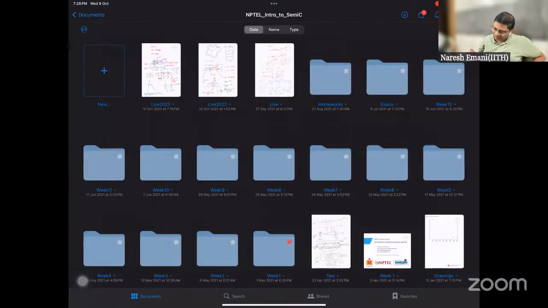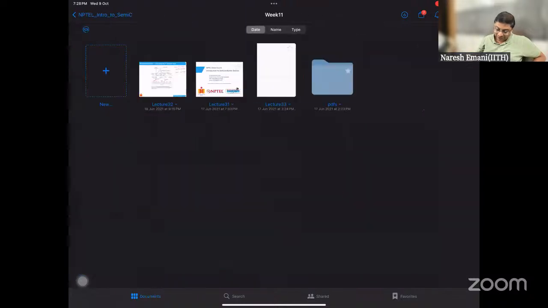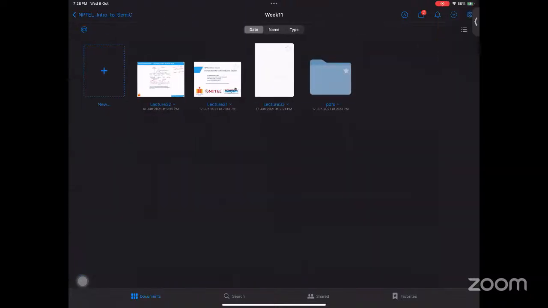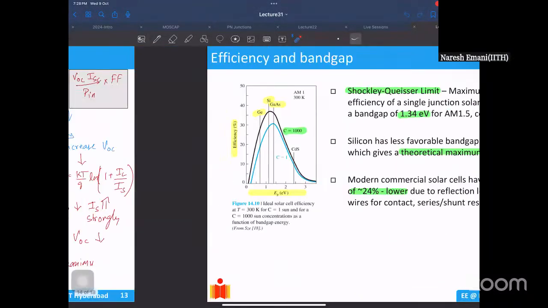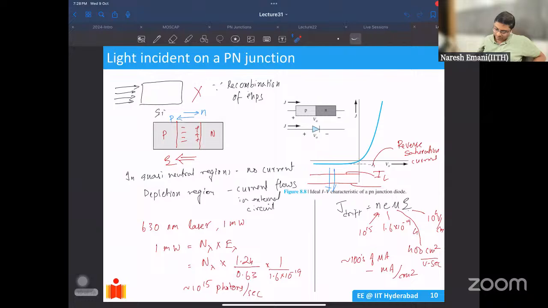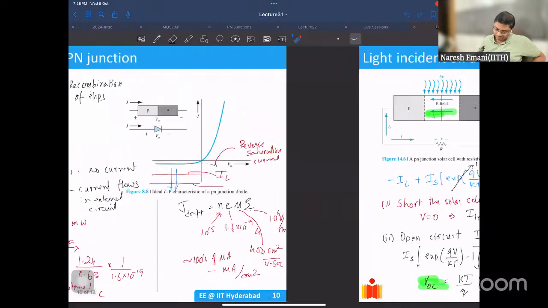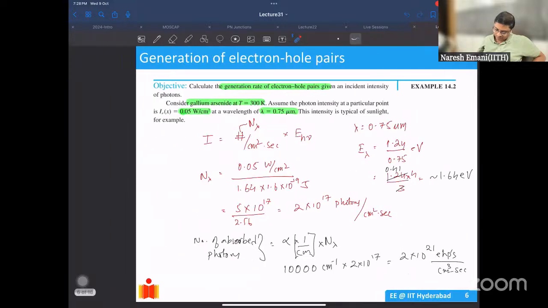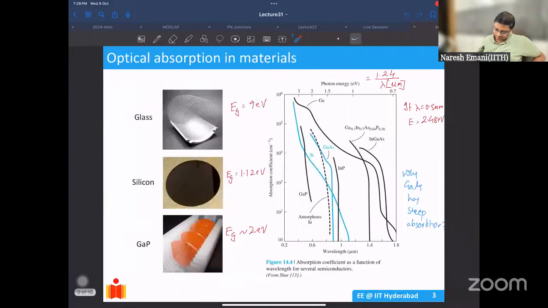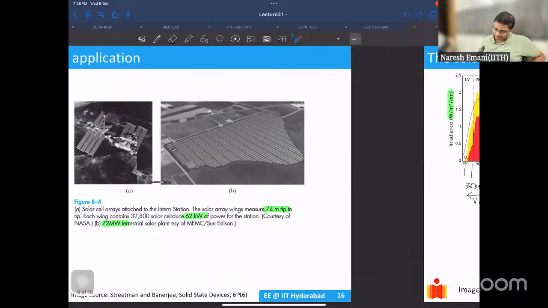I'm sorry, this is in week 11 or 12. I forgot actually, it's been a long time since I saw this. It's in week 11, sir. Week 11. So, what did I draw? These are absorption coefficients.